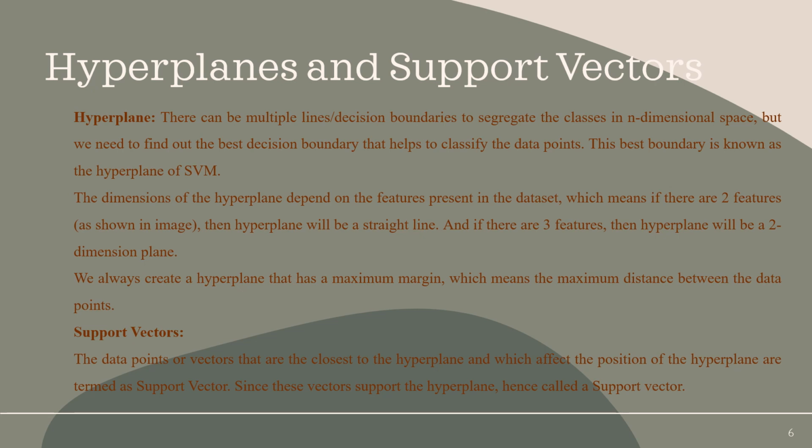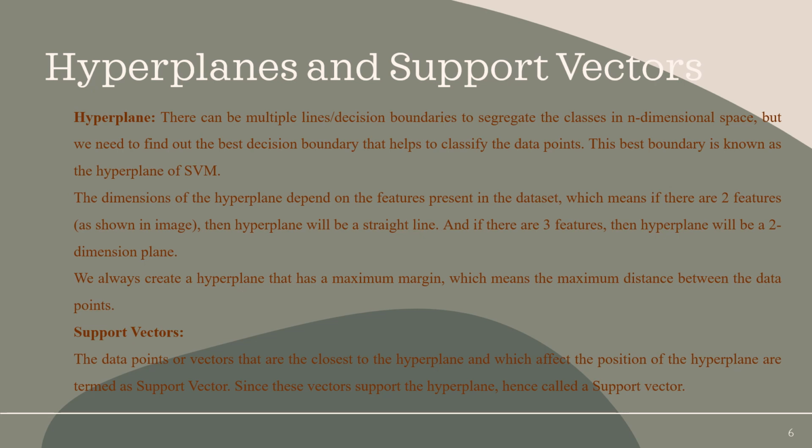To classify these points, we can have many decision boundaries, but the question is which is the best and how do we find it? Since we are plotting the data points in a two-dimensional graph, we call this decision boundary a straight line. But if we have more dimensions, we call this decision boundary a hyperplane. The dimensions of the hyperplane depend on the features present in the dataset, which means if there are two features, then the hyperplane will be a straight line, and if there are three features, then the hyperplane will be a two-dimensional plane.